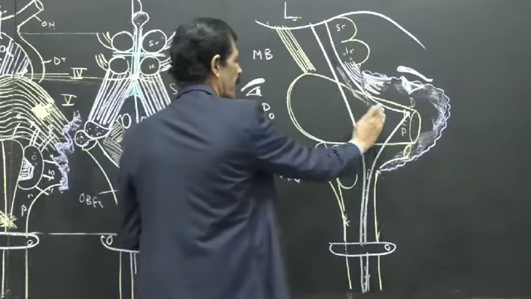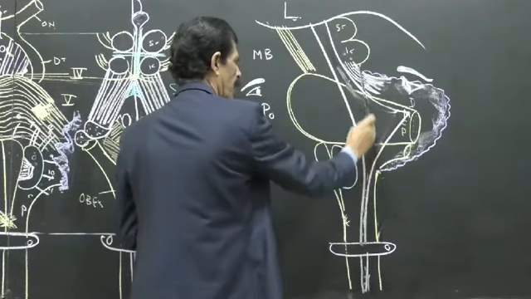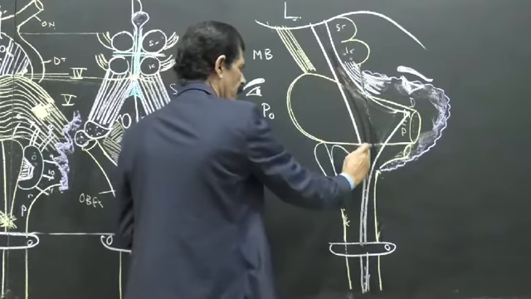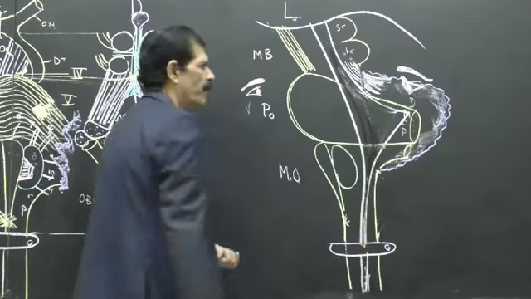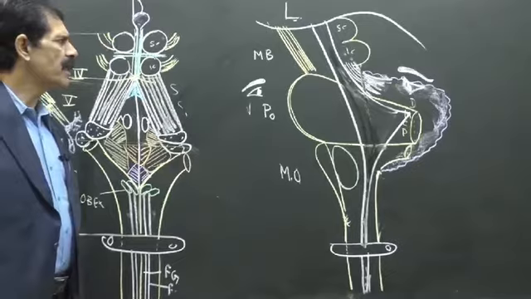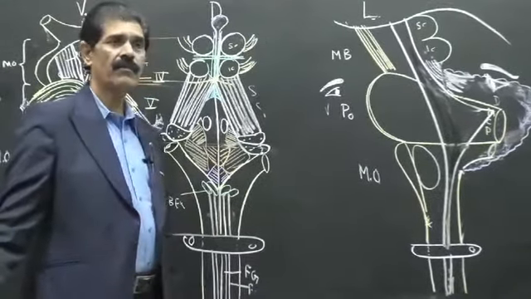Then the tent-shaped fourth ventricle. The fourth ventricle upward is continuous with the cerebral aqueduct, and below it continues with the central canal of the spinal cord and the closed part of the medulla oblongata. So this is the sagittal section of the brainstem. When we cut the sagittal section of the brainstem, we see all the other nuclei as well.